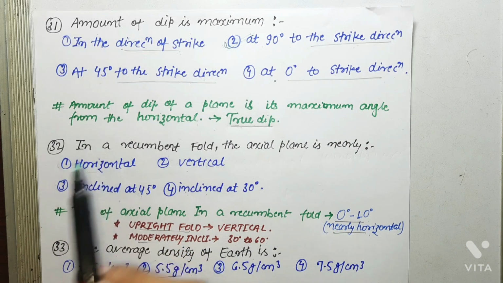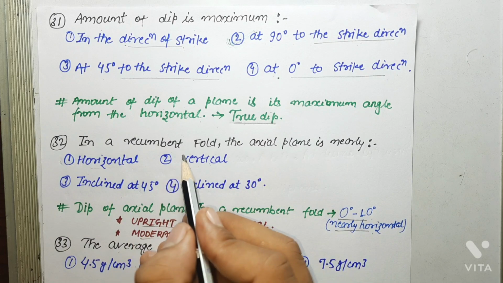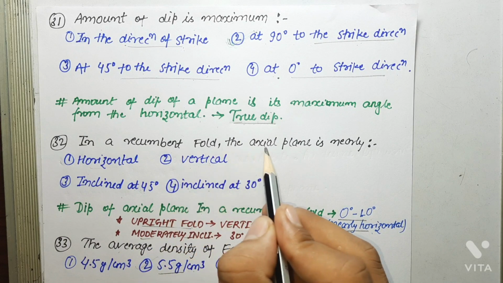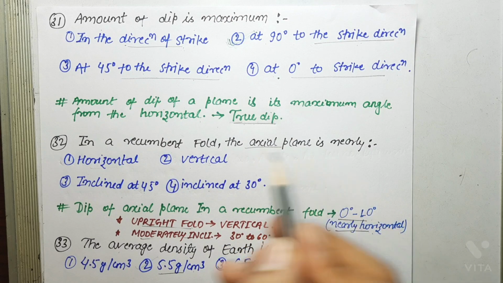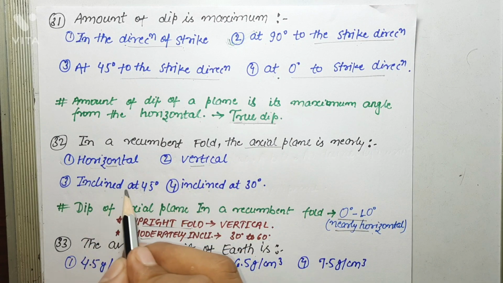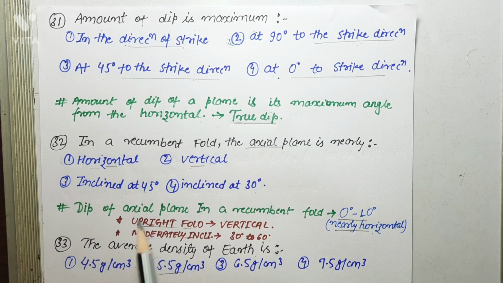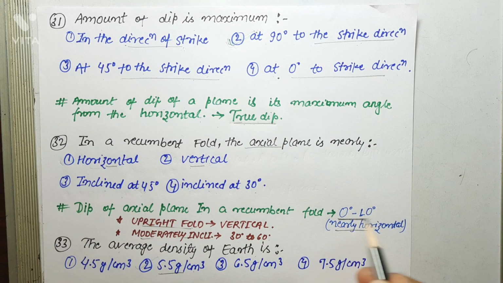Next question is, in a recumbent fold, the axial plane is nearly. So basically this is asking about the dip of the axial plane: whether it is horizontal, vertical, inclined at 45 degree, or inclined at 30 degree. In a recumbent fold, dip of the axial plane is 0 degree to 10 degree, that is nearly horizontal. So the correct answer is horizontal.